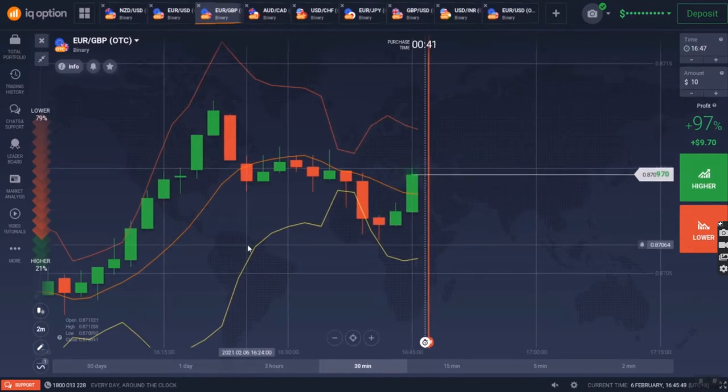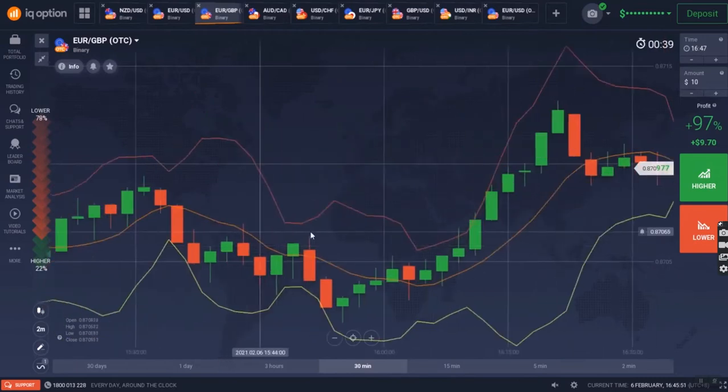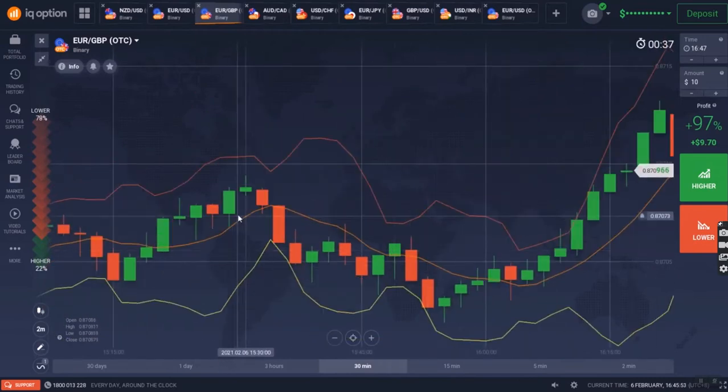Okay? And let me see over here. This is the first trend. Same thing over here. First trend, this is the first candle that did not cross.